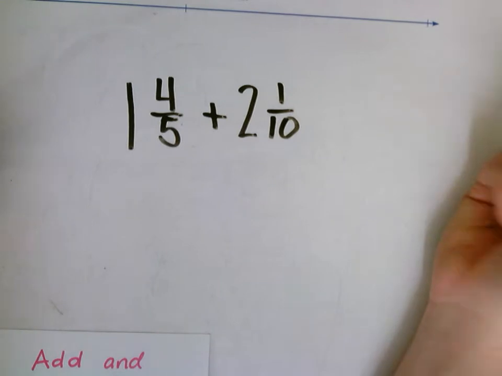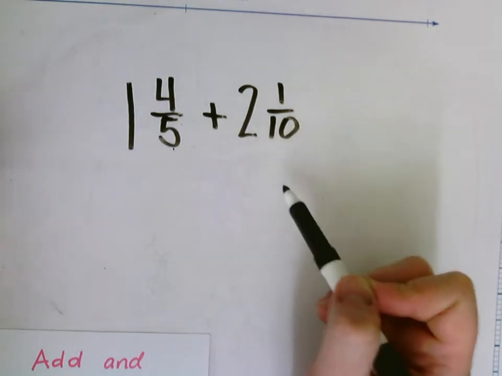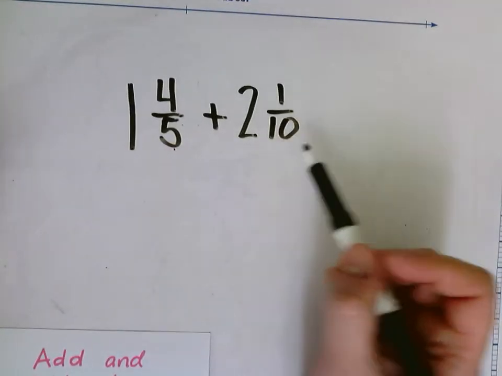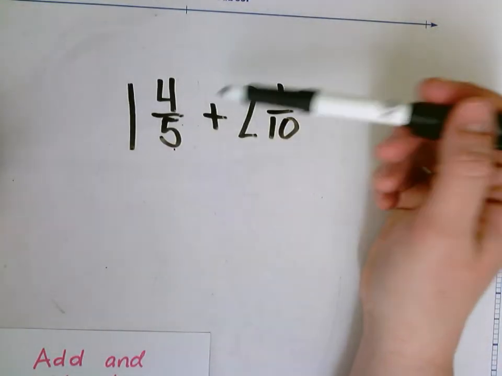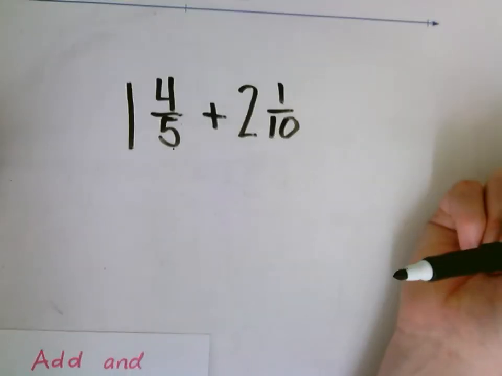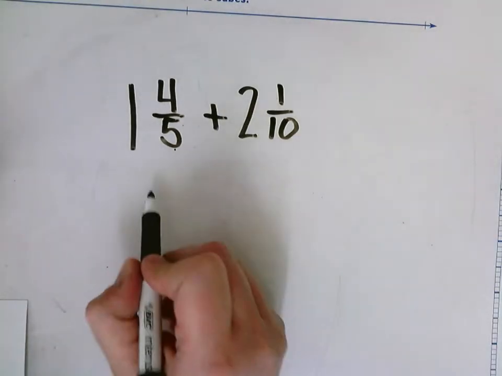Okay, so I'm going to take a look at my fractions and I see that I do not have like denominators. So I'm going to have to go ahead and find a common denominator for 5 and 10. When we're finding our common denominator, we're just going to look at the fraction part of our mixed number. We don't have to worry about our whole number. All right, so let's find our common denominator.